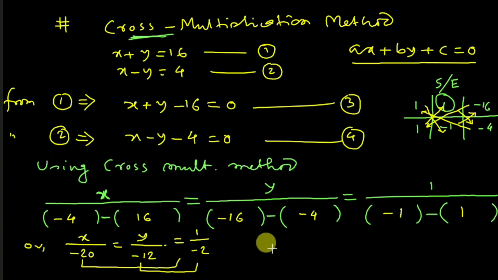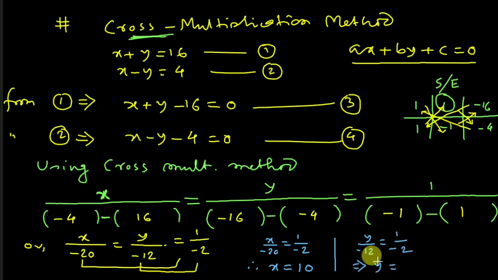From the first one, x by minus 20 is equal to 1 upon minus 2. So x is equal to minus 20 divided by minus 2, so getting 10. And from the second two, that means y divided by minus 12 is equal to 1 upon minus 2. So here you are getting y is equal to minus 12 divided by minus 2, that is equal to 6. Are they the solutions? x is equal to 10 and y is equal to 6.